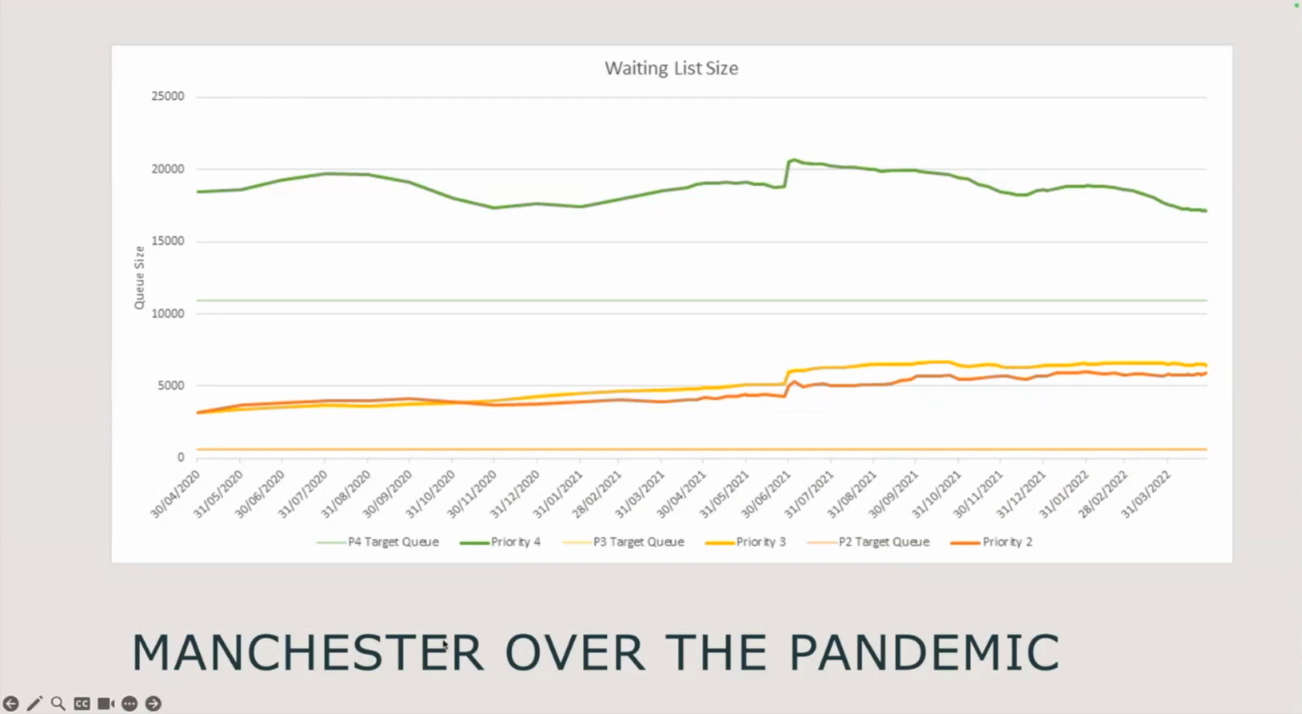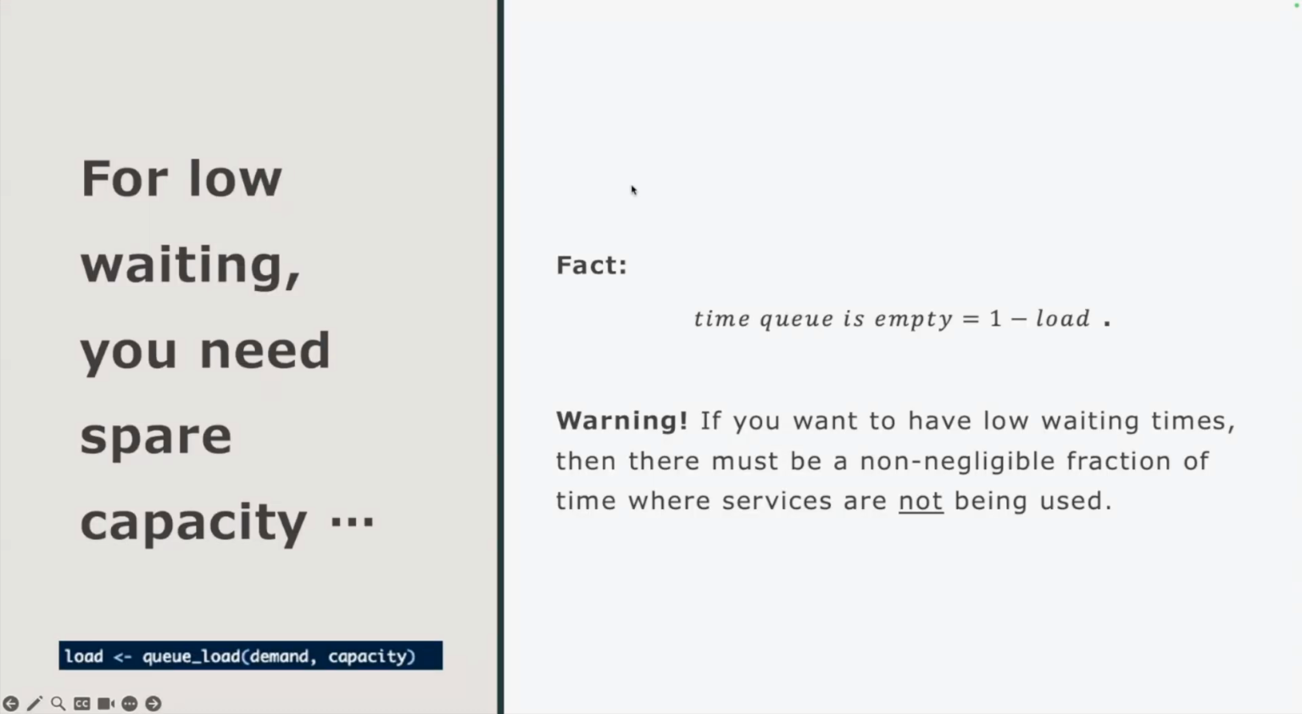So here's an example of Manchester over the pandemic. Here you can see the P4, P3 and P2 priority customers. And we can look at the queue size. And what I can draw here is a horizontal line across showing how long the waiting list should be so that you're making your targets with high probability. Okay, so I'll explain a little bit how we calculate what the waiting list length should be so that you're making your waiting list targets on average. Okay, so one thing I'll mention, in terms of this load, is that the time that the queue is empty or not being worked on is always 1 minus the load.